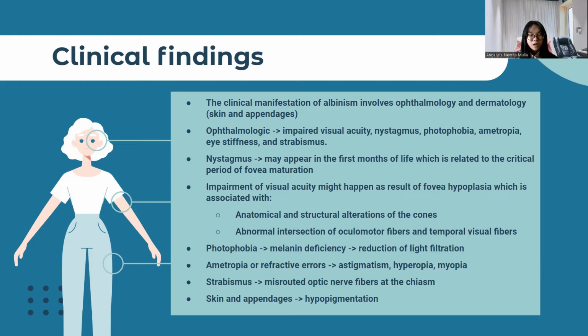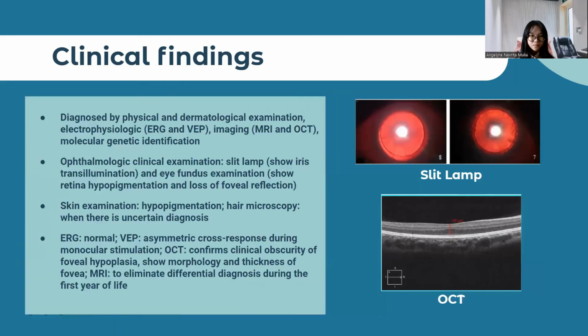Photophobia in albinism may occur due to melanin deficiency that causes reduction of light filtration. Ametropia or refractive errors often occur in albinism, such as astigmatism, hyperopia, and myopia. All types of strabismus are also possible to develop due to misrouted optic nerve fibers at the chiasm. In skin and appendages involvement, the main characteristic of albinism is hypopigmentation.